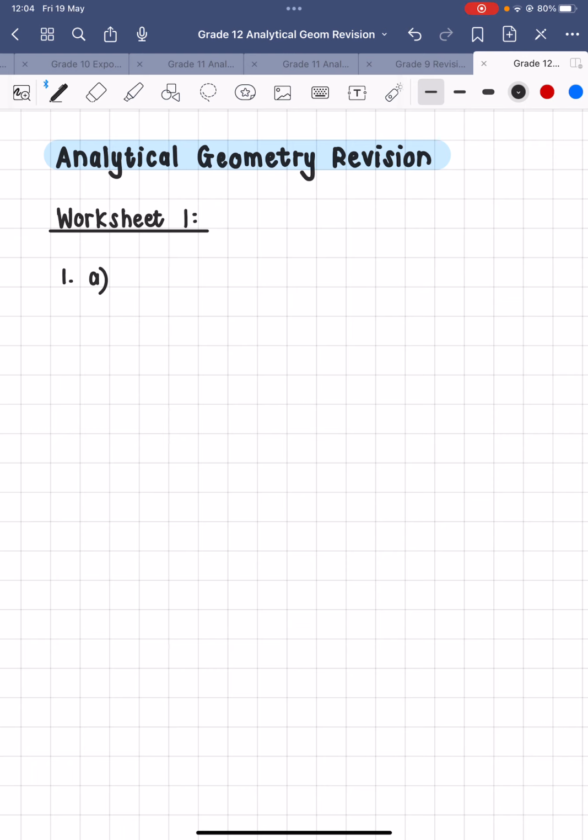Okay, so for 1A, they want us to find the distance between these 2 points. So it's (2, 3) and (4, 5). Now, whenever they're asking for the distance, you're going to use the distance formula. So you have your formula sheet, right? And you find the distance formula, and you are going to write it down. You don't have to, but I'm going to for the purpose of this.